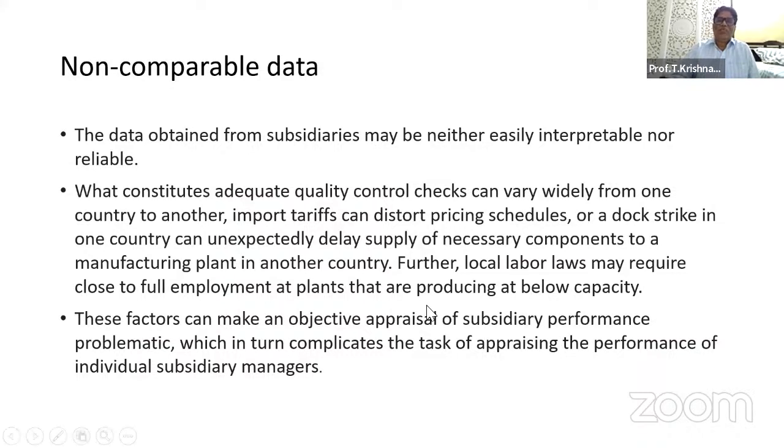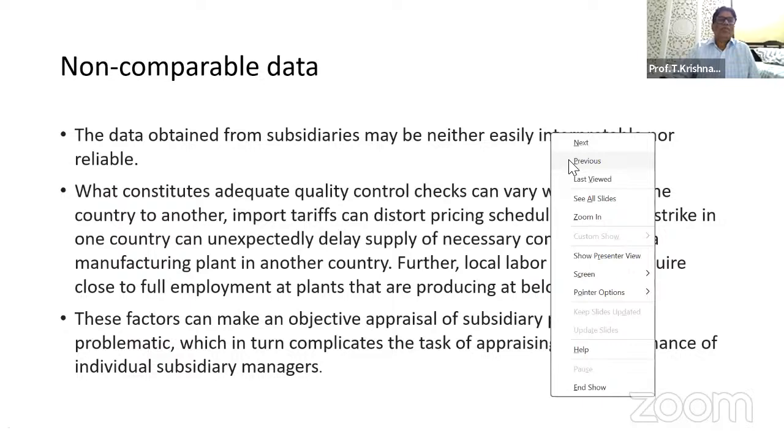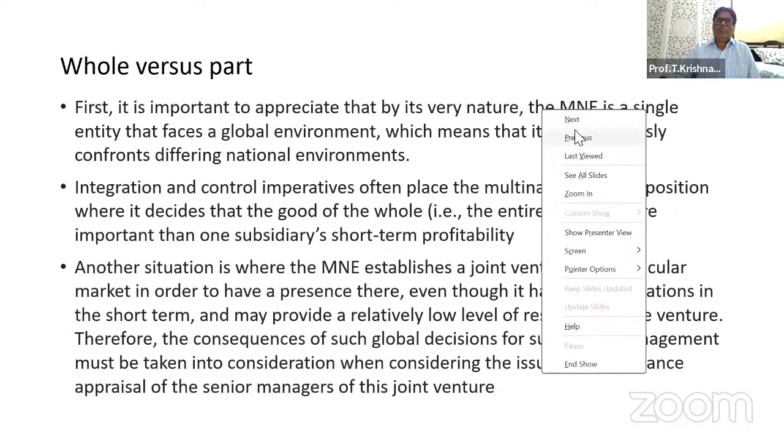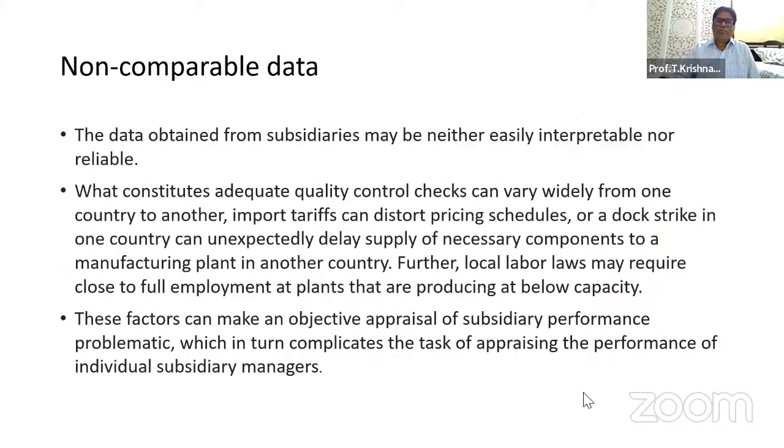The second thing that we need to discuss is non-comparable data. The data obtained from subsidiaries may be neither easily interpretable nor reliable. What constitutes adequate quality control checks can vary widely from one country to another. Import tariffs can distort pricing schedules, and a dock strike in one country can unexpectedly delay supply of necessary components to a manufacturing plant in another country.